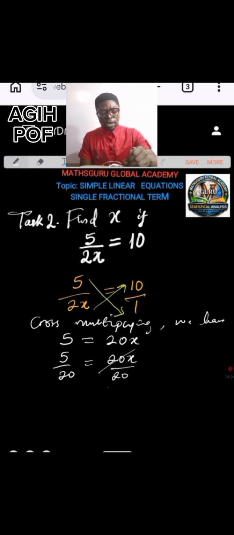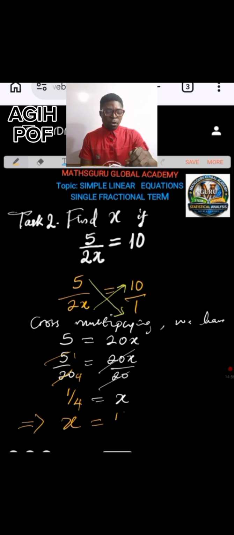Now 20 can go with 20 once. That will give us 1x at this side. And 5 in 5 is 1. And 5 in 20 is 4. So we're going to have 1 over 4. That is to say, x is equal to 1 over 4. Final answer.